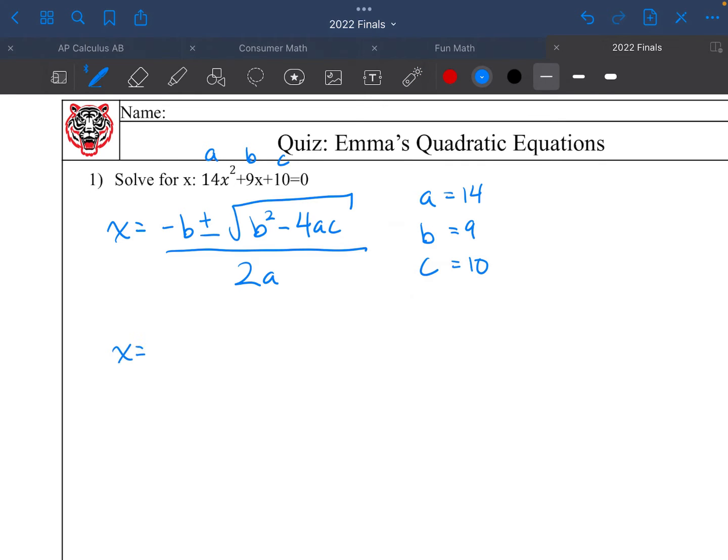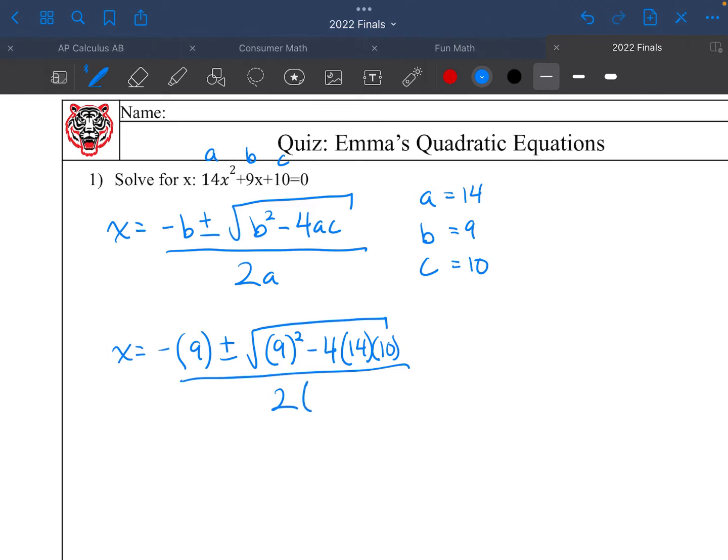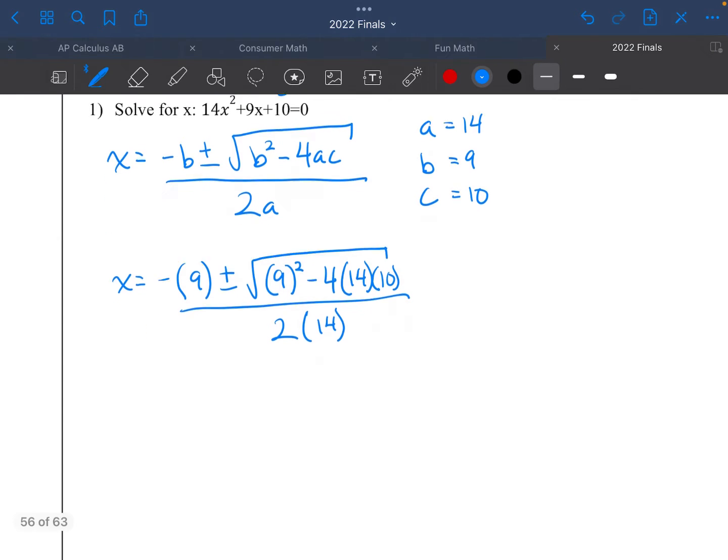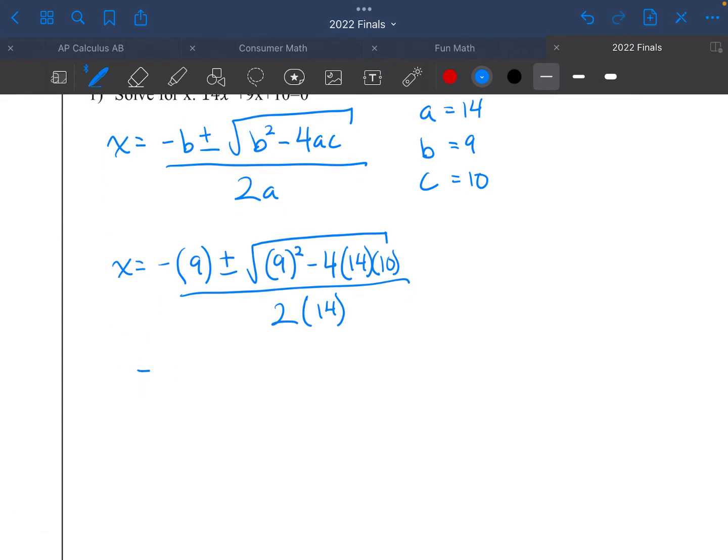What do we got? We got x is equal to negative, okay, where's b? It's going to be 9, plus or minus the square root of b squared, which is going to be the quantity of 9 squared, minus 4, and then a is 14, and then c is 10, all over 2, and then it goes a, so it's going to be 14. Okay, we've plugged in everything. We just got to simplify more and more and more. So we got negative 9 plus or minus, let's write the square root first, 9 squared is going to be 81 minus, and then I got to multiply these together.